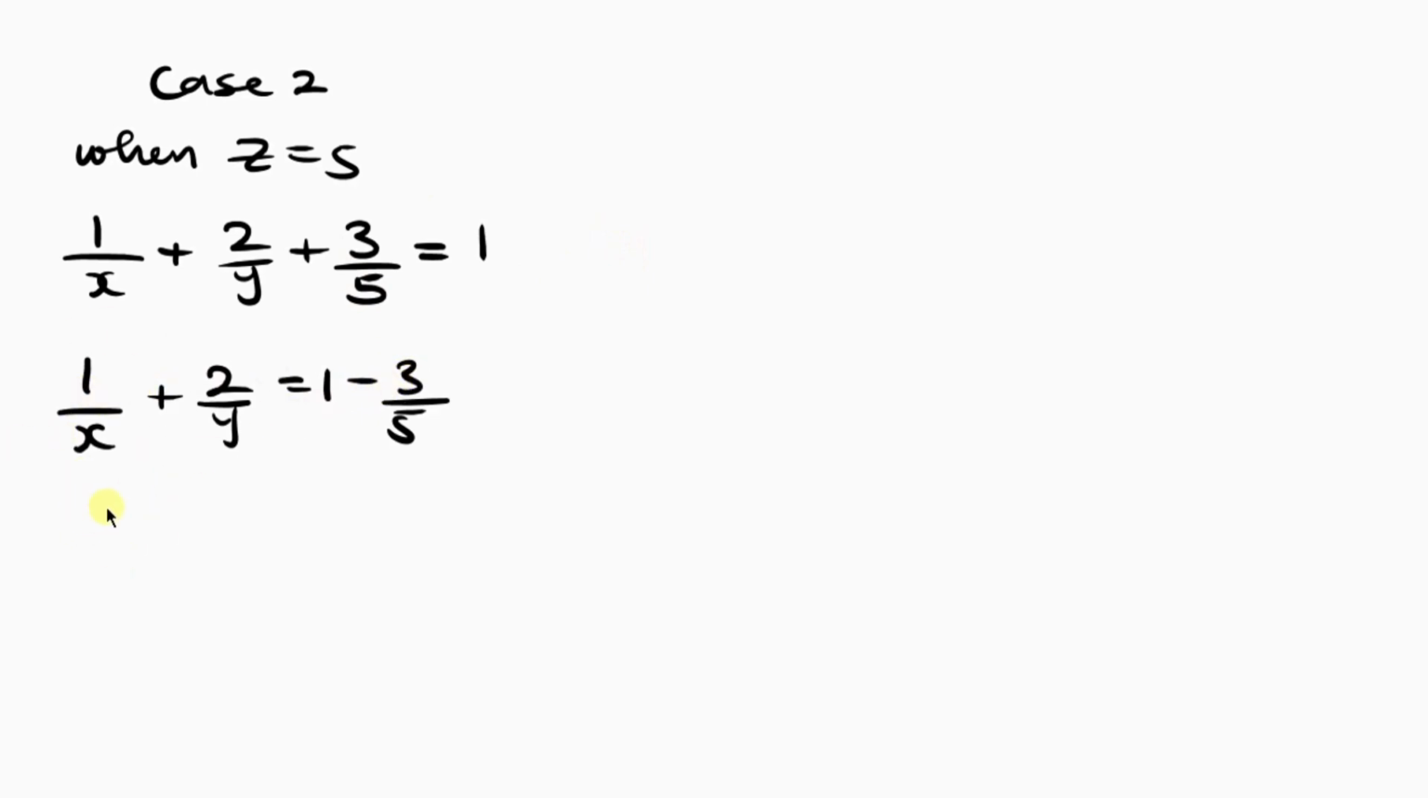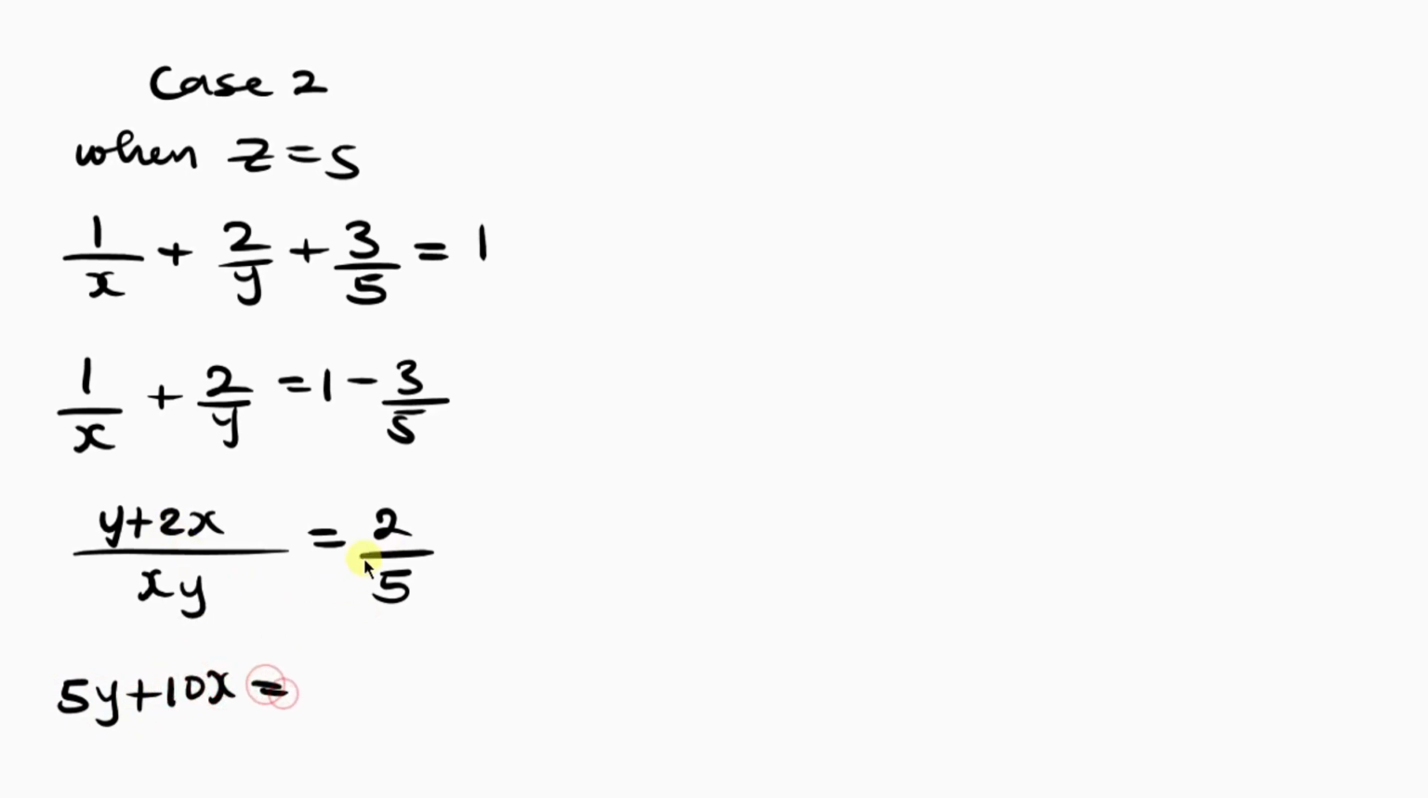Combining this fraction, I'll have (y + 2x) all over xy equal to, now this is 1 minus 3 over 5, which will result in 2 over 5. So let's cross multiply. Cross multiplying, 5 times y is 5y, plus 5 times 2x is 10x, equal to 2 times xy, which is 2xy. So now let's move this expression on the left to the right.